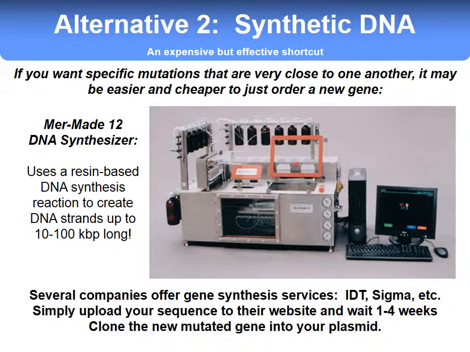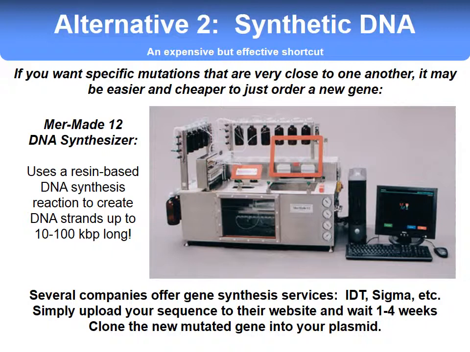Instead of fooling around with mutagenesis, your other option is to just completely order a new gene. So there's several companies out there right now that will sell you completely or artificially synthesized genes. And these things can be from 100 base pairs all the way up to 100,000 base pairs. And only a quarter per base pair.